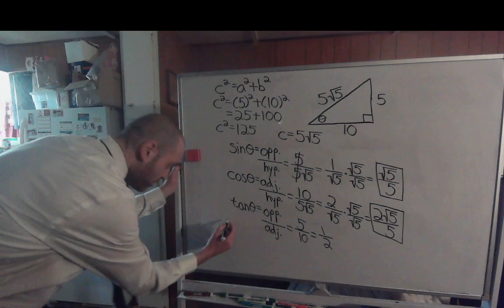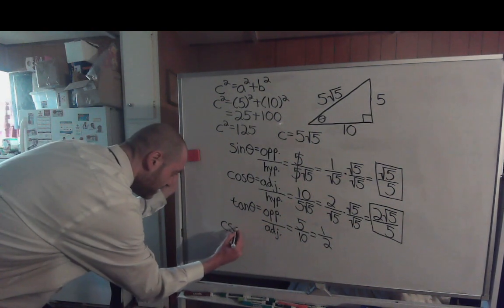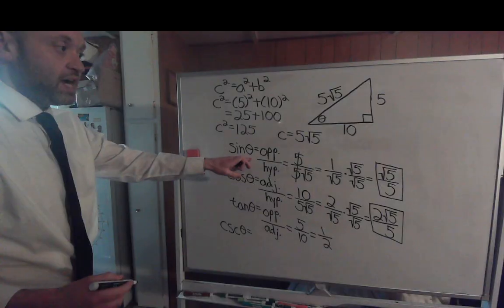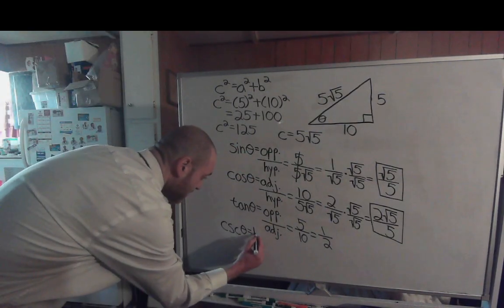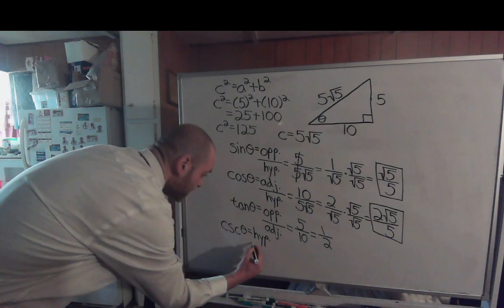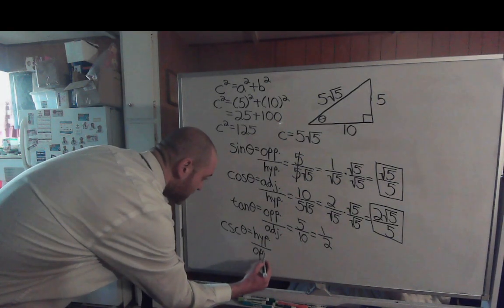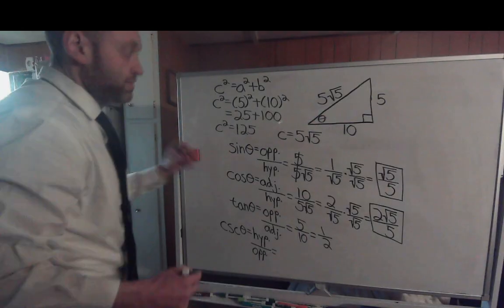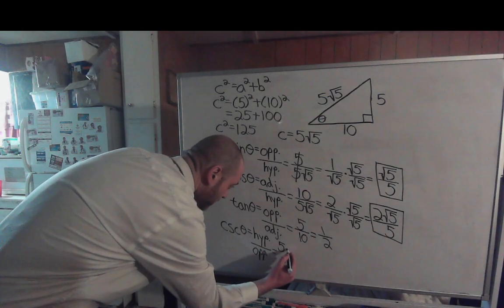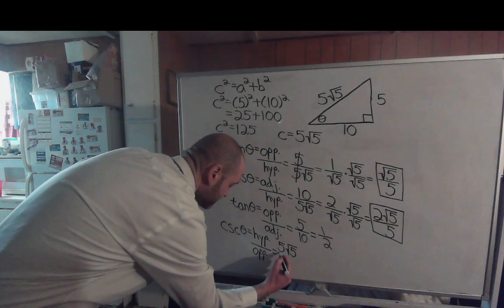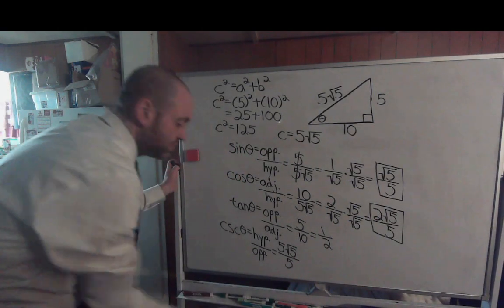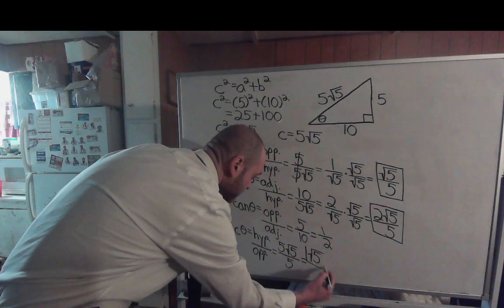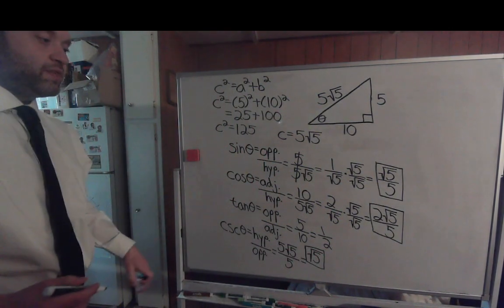Now why don't we go for cosecant? Let's find the cosecant of theta. It's the reciprocal of the sine, so reciprocal of opposite over hypotenuse is hypotenuse over opposite. So that's the hypotenuse over the opposite side. Well, the hypotenuse is 5 times the square root of 5. Divide it by the opposite side, which is 5. Your value for the cosecant is simply the square root of 5.